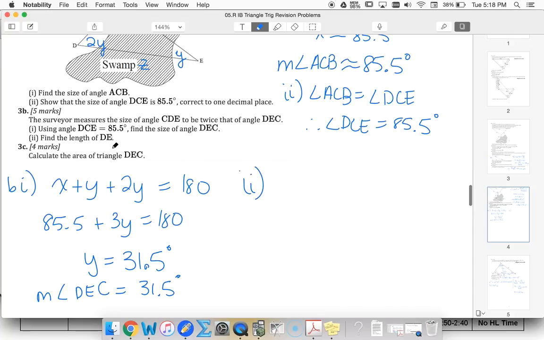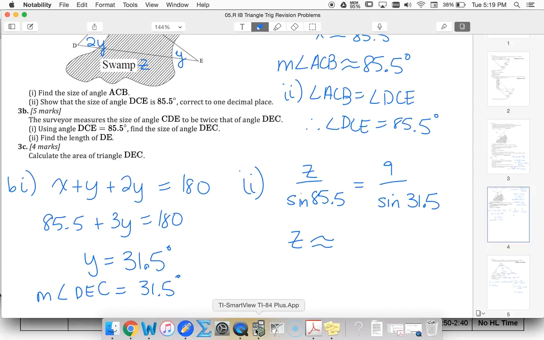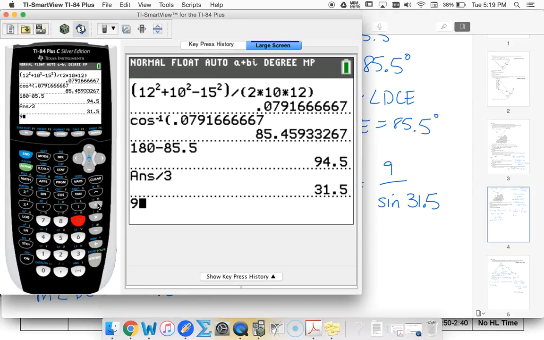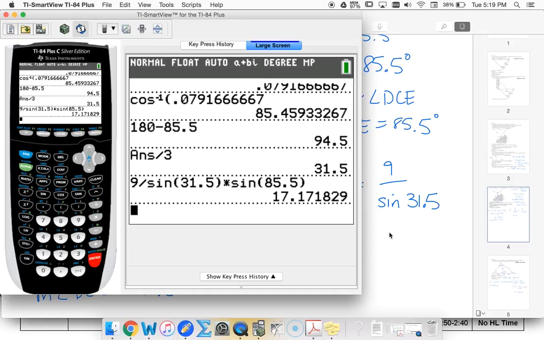So I want to find the side DE, so side over sine of the angle across from it was 85.5 equals side length over sine of the angle across from it. I'm going to multiply this to the other side to get my z value. And I'm sure this one we're going to have to round. So 9 divided by sine 31.5 times sine 85.5. And we get about 17.2.